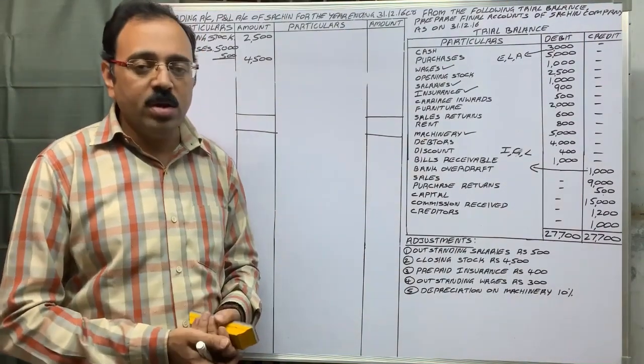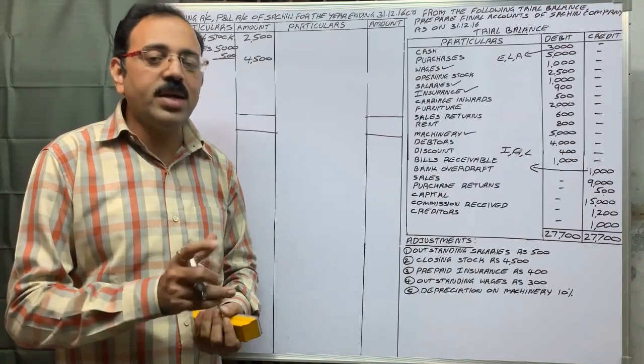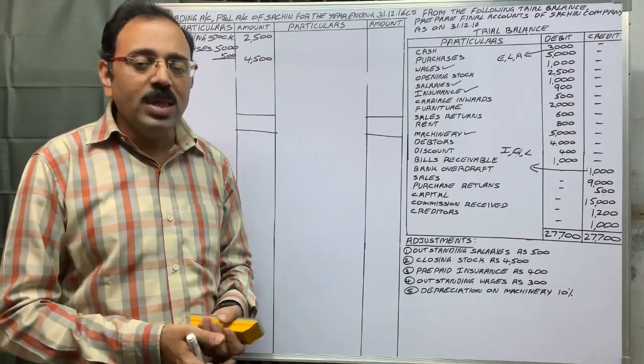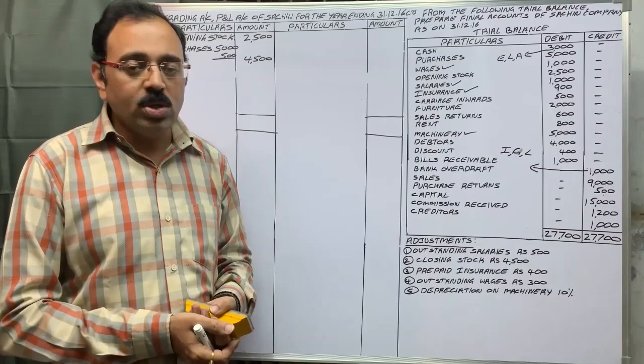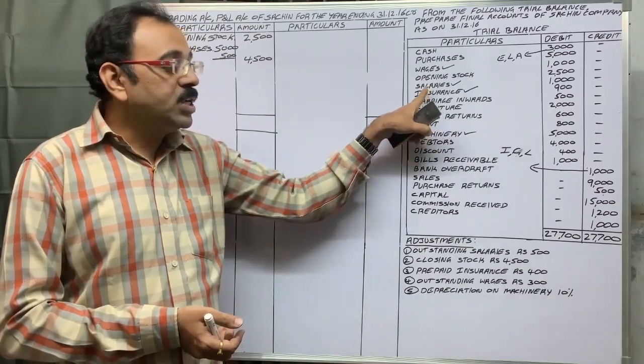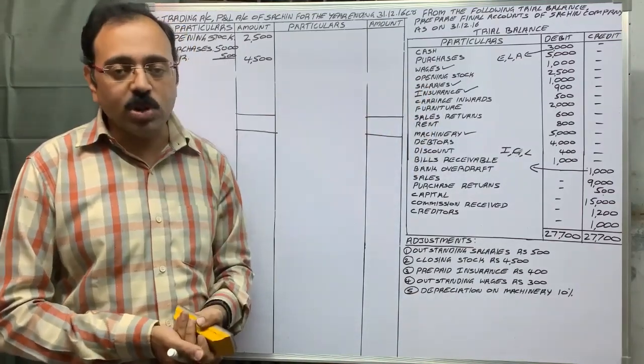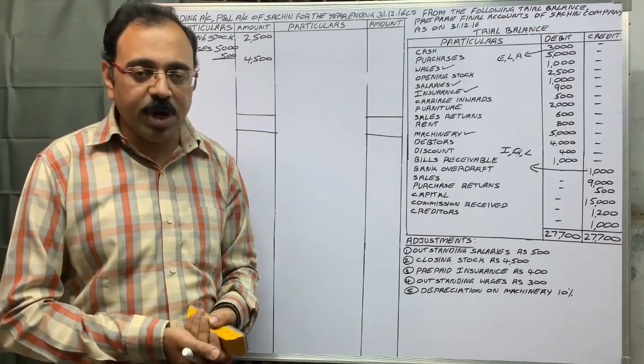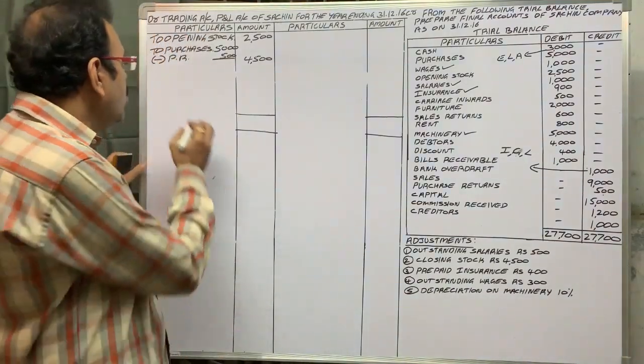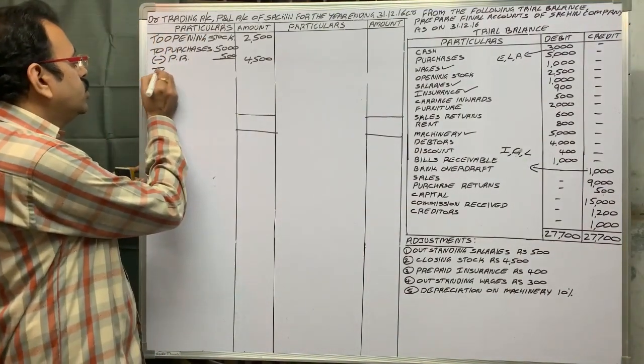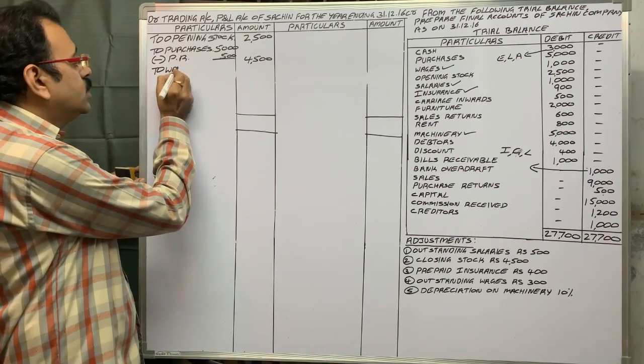To labor. Where they work? In factory. What they do? They manufacture goods. So wages expenditure is related to manufacturing process. It is a direct expenditure. Trading account, debit side. To wages.